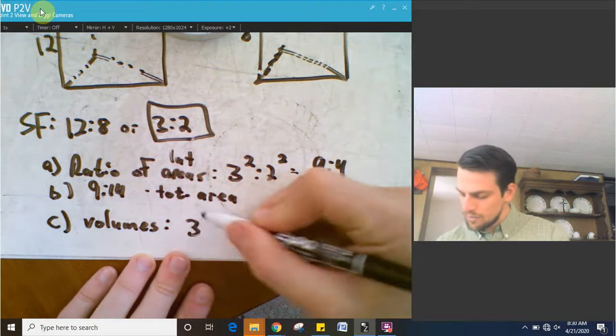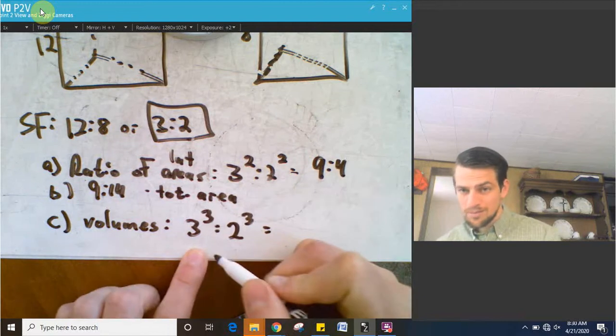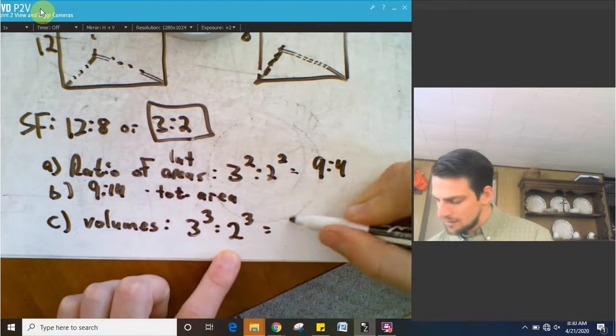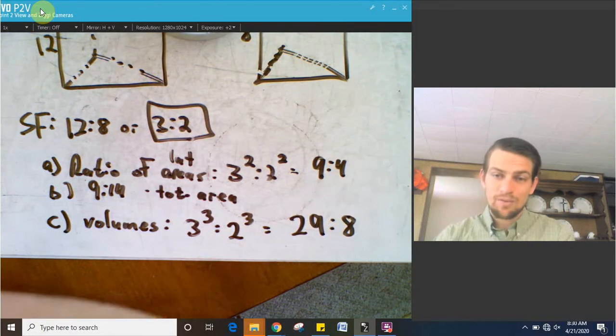So it's going to be 3 cubed to 2 cubed, which 3 cubed is 27. 3 times 3 times 3. 2 cubed is 8. So we get 27 to 8 is the ratio of their volumes.